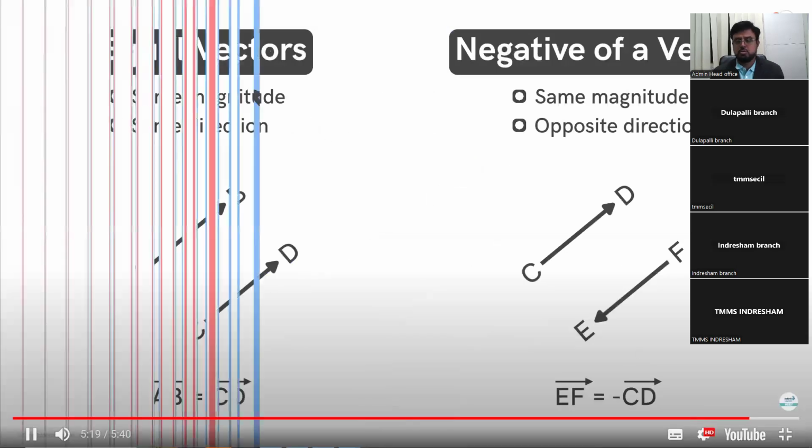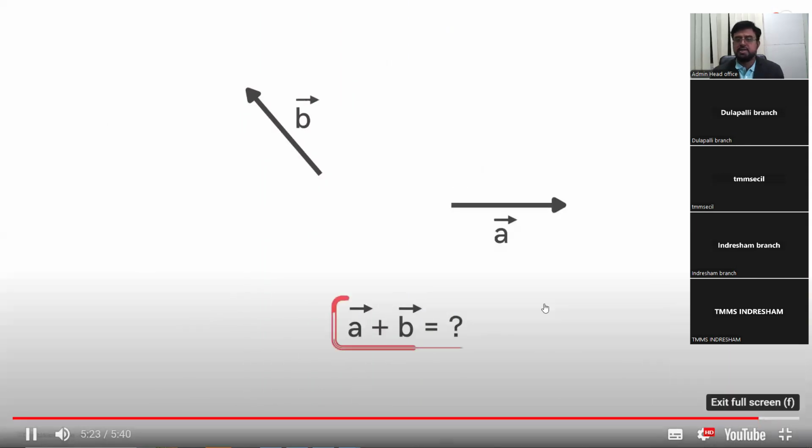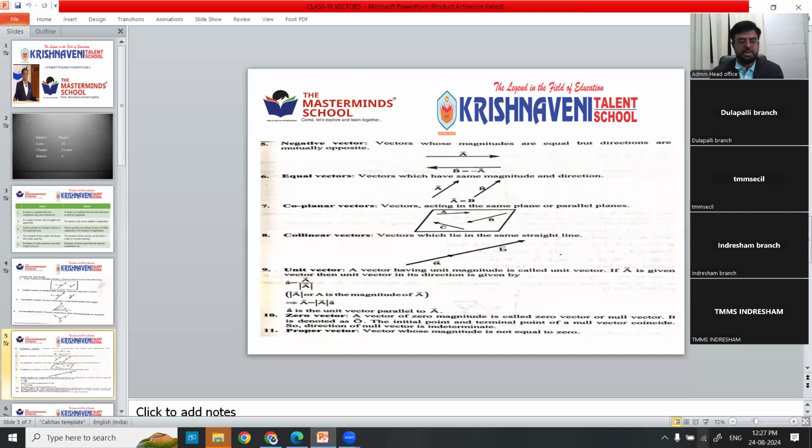Now, can you tell me if we can add two vectors? Does this seem possible to you? Okay, that we'll see in the next class. We will learn about the addition of vectors in the next class.